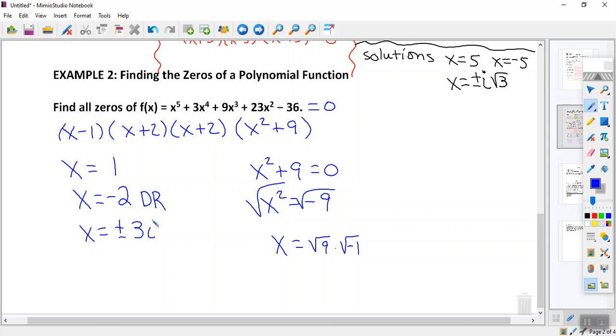Okay. Hey, quick question. How many solutions did we come up with? 5. And by the fundamental theorem of algebra, we should have come up with how many? 5. Because our degree of the function was 5. All right? Are you guys all clear on how to get to the website to factor this stuff and save yourself some time right now? Yes. That's what I'm concerned about.